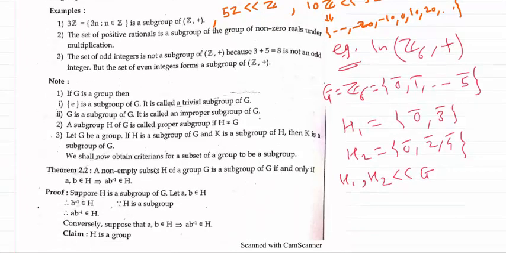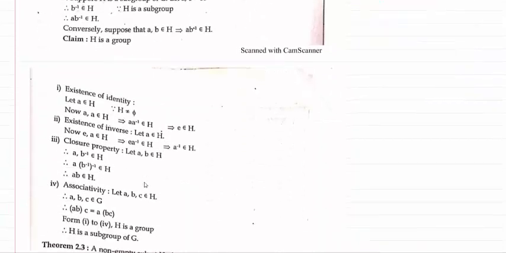If you discuss Zp, there are only two subgroups: the singleton 0, which is the identity, and Zp itself. We also go through the criteria for a subgroup. This is a very important theorem. If a and b belong to H, and a b inverse is in H, then H is a subgroup of G.